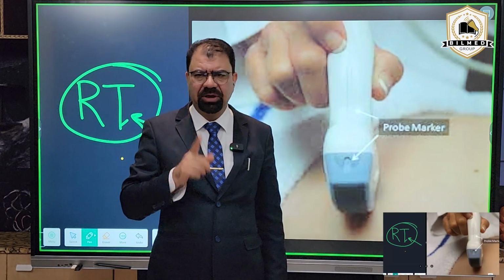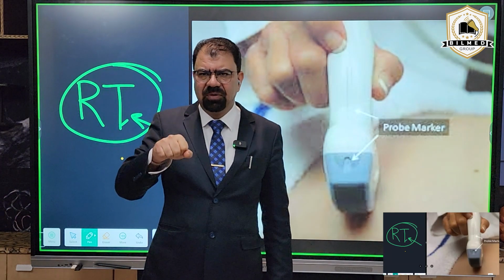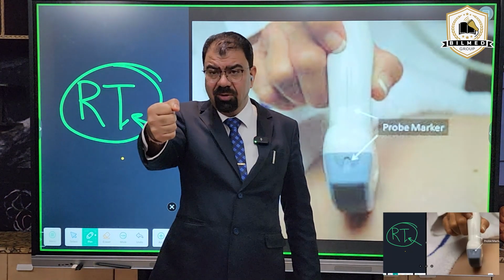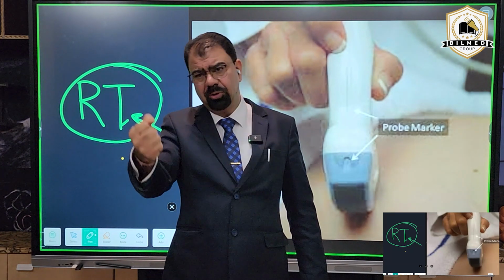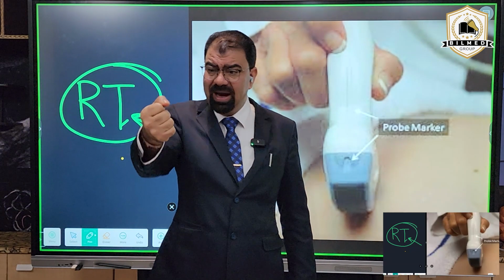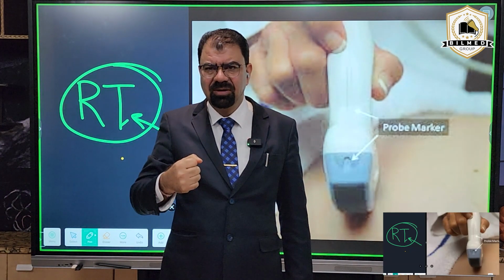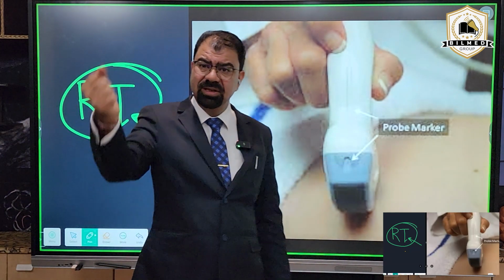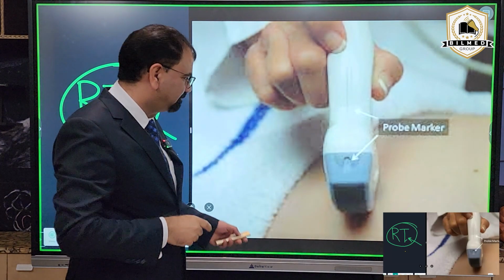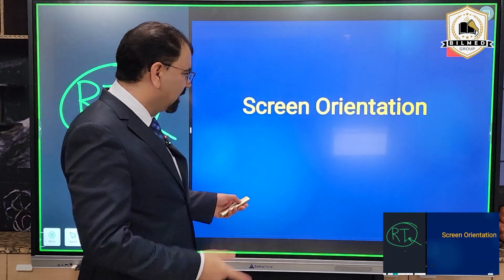No. You are not getting the point. Normally, we rotate the probe clockwise from transverse to longitudinal section, right? But if I rotate the probe anti-clockwise, this probe marker will go towards the foot of the patient. Yes or no? Foot of the patient. Yes, sir, foot, sir. But I will come to this.